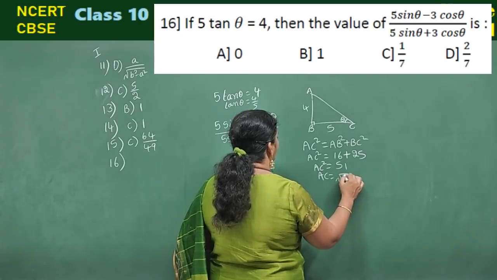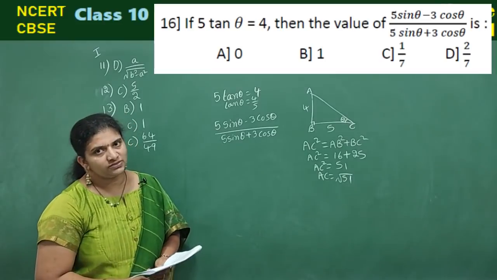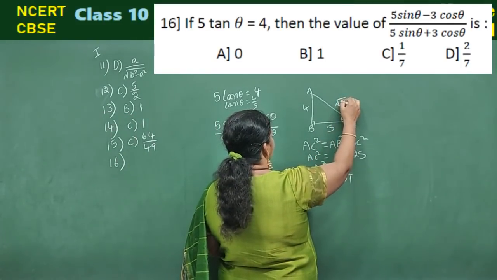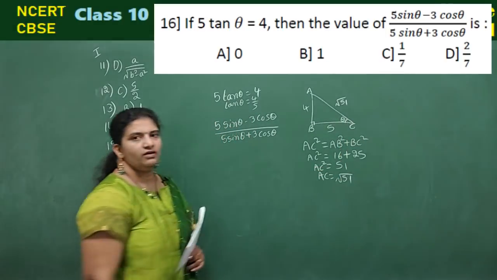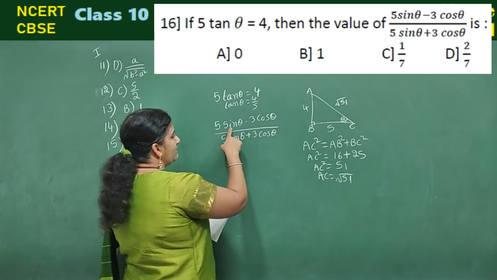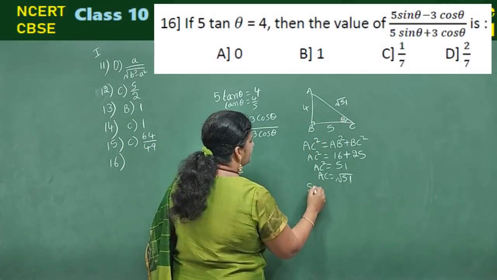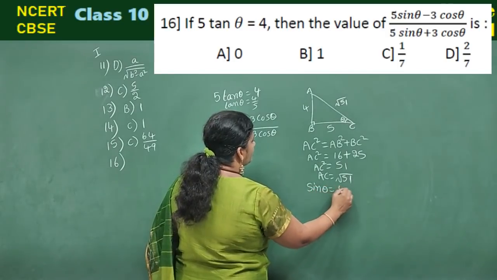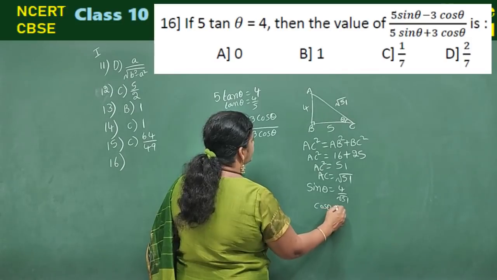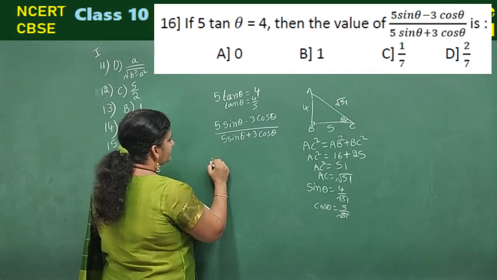AC is equal to square root of 41. That means the hypotenuse value is square root of 41. Now, whatever you need in this question, substitute. Sin theta you want. Sin theta means opposite by hypotenuse. Sin theta is equal to 4 by square root of 41 and cos theta is equal to 5 by square root of 41. Substitute in this.